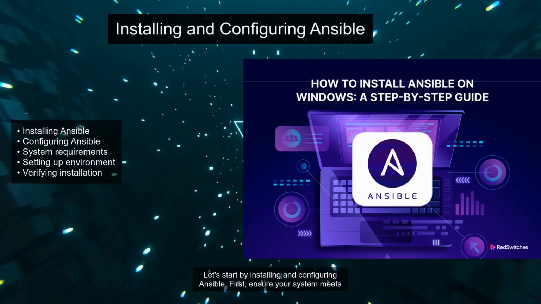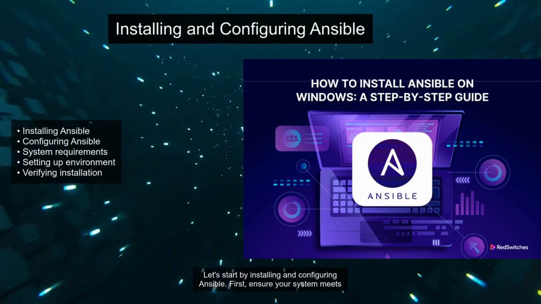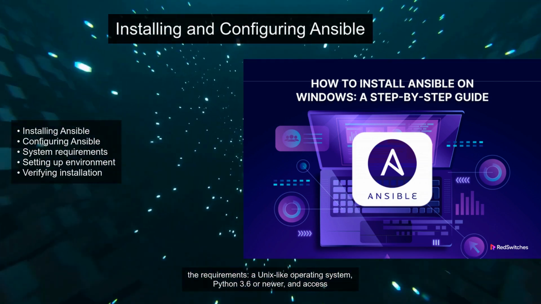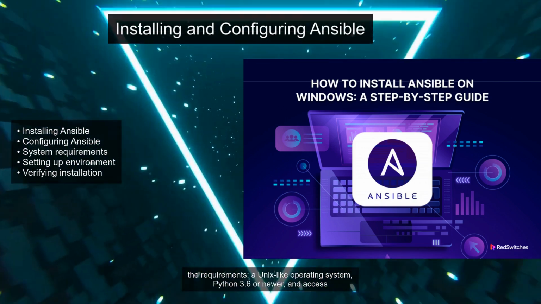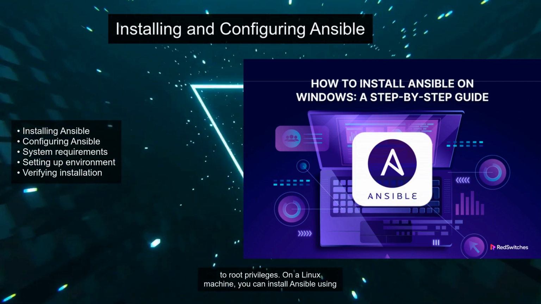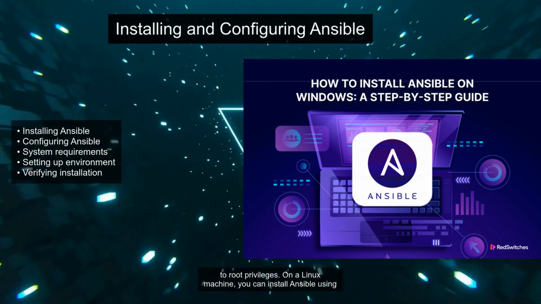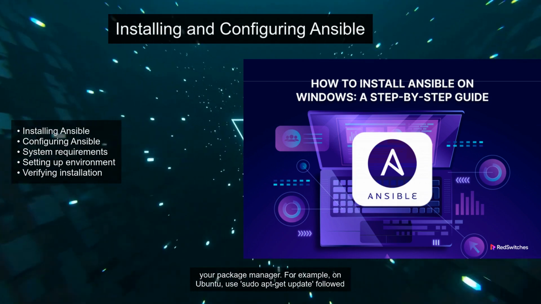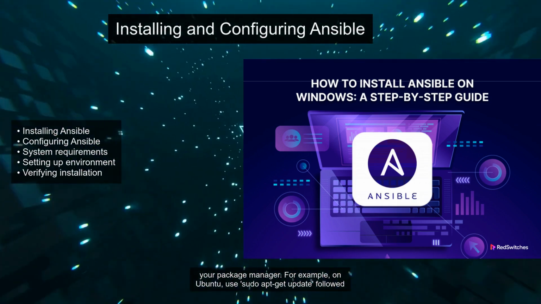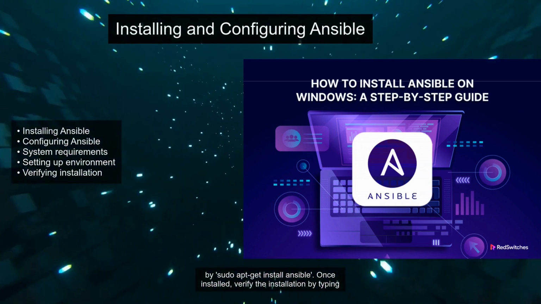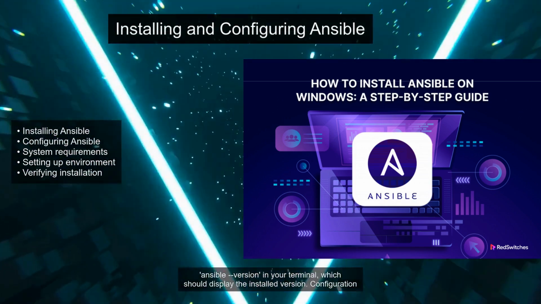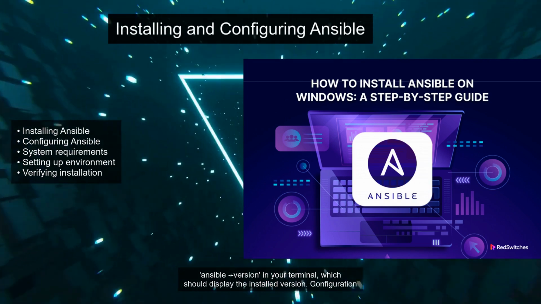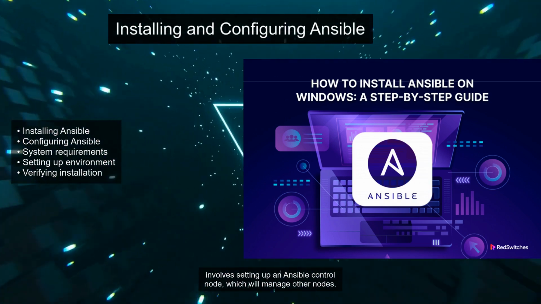Let's start by installing and configuring Ansible. First, ensure your system meets the requirements: a Unix-like operating system, Python 3.6 or newer, and access to root privileges. On a Linux machine, you can install Ansible using your package manager. For example, on Ubuntu, use sudo apt-get update followed by sudo apt-get install ansible. Once installed, verify the installation by typing ansible --version in your terminal, which should display the installed version.